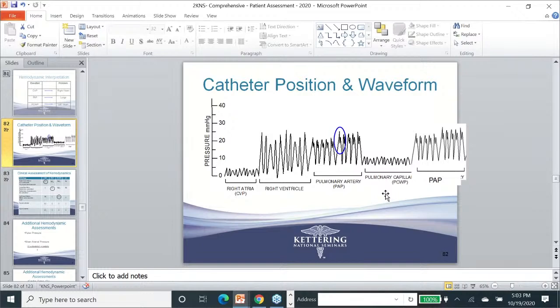And then that last one, it looks like the CVP, but it's higher. And that's about 4 to 12 or so. So that's my way.